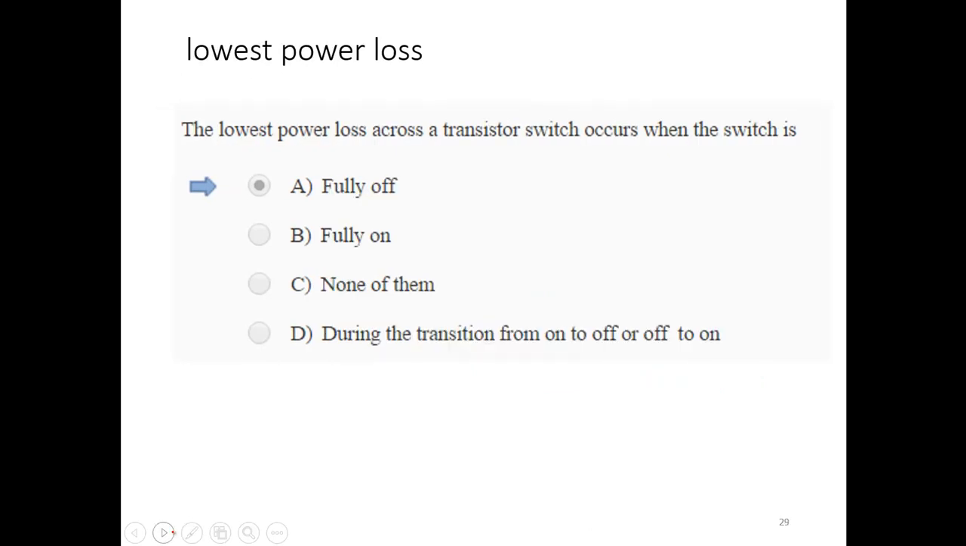The lowest power occurs, obviously, when the switch is completely off, fully off. There is an on state and an off state, and then there is also a transition. These are the three periods.